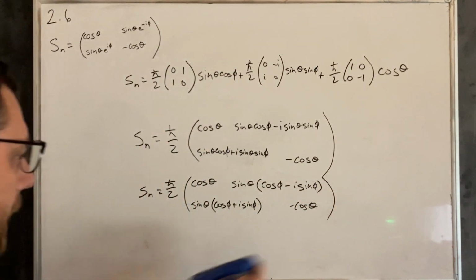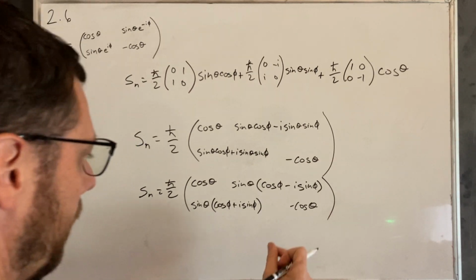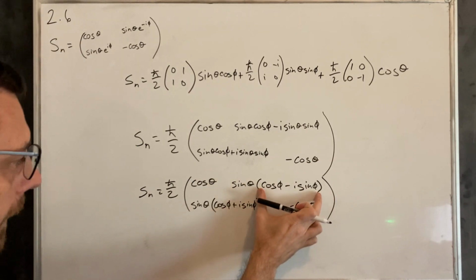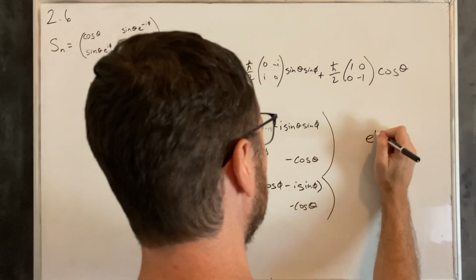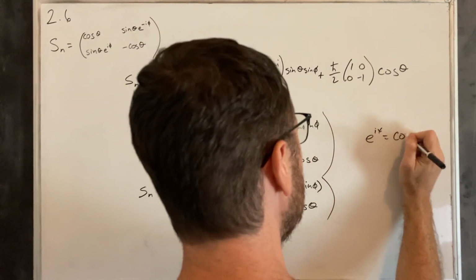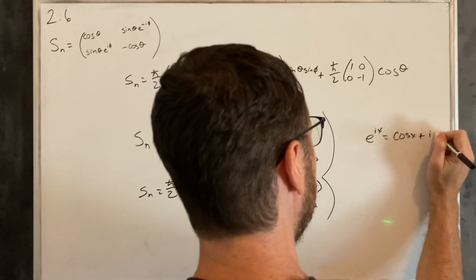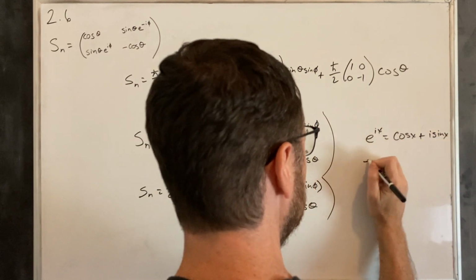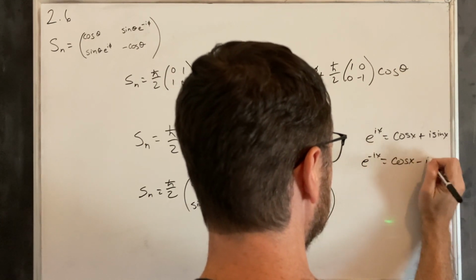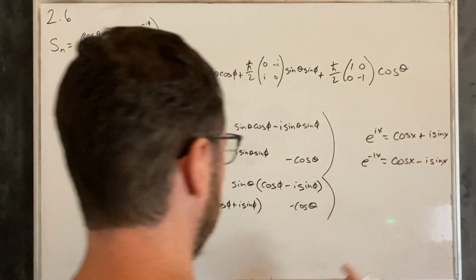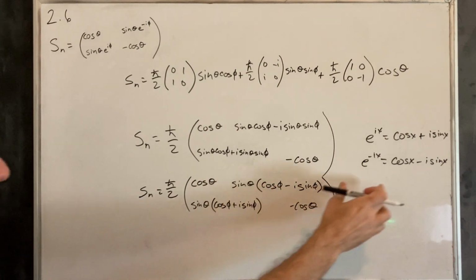Okay, and now you can see, hopefully, that this is Euler's formula right here. Cosine phi minus i sine phi. Because remember this, e to the i x equals cosine x plus i sine x, and e to the negative i x equals cosine x minus i sine x. And that's what we have right here. We have the second one.